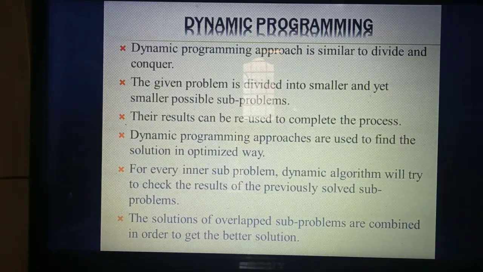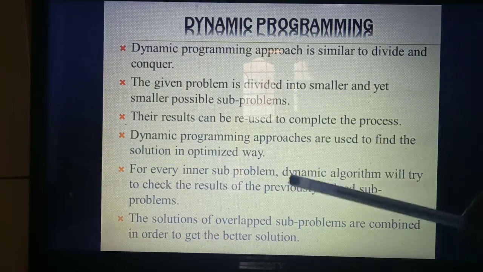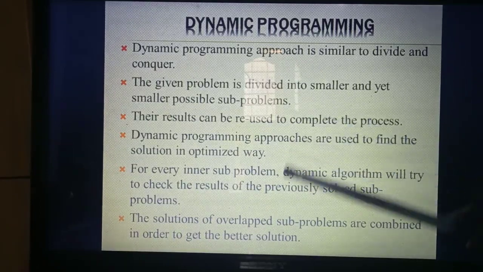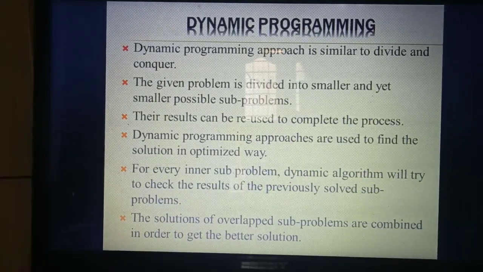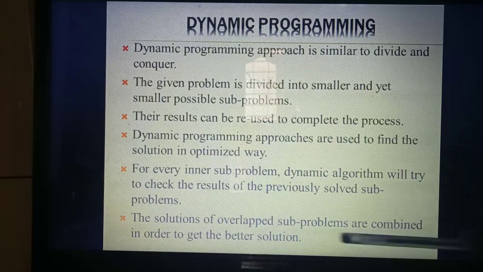So, think about this example and study this one, then only you will understand. Understand? So, for every inner sub-problem, you check the results of the previously solved sub-problem. Understand now? Next one. The solutions of overlapped sub-problems are combined to give a better result.